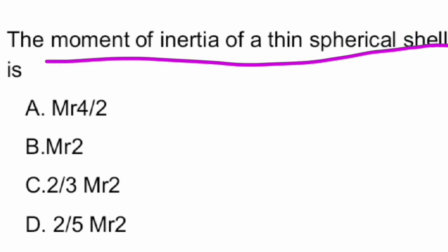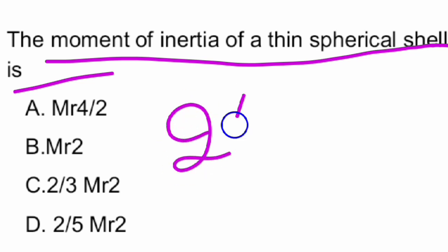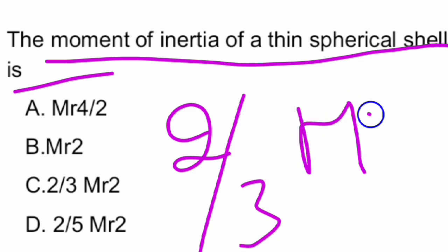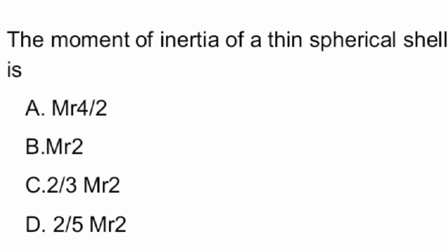The moment of inertia of a thin spherical shell is what? The moment of inertia of a thin spherical shell is 2/3 of m r square. That is option C, the right answer.